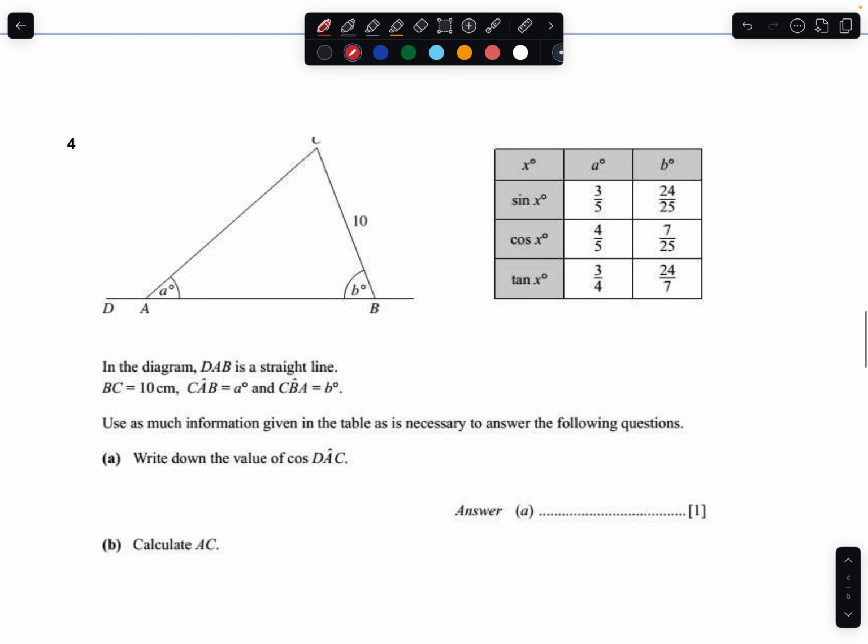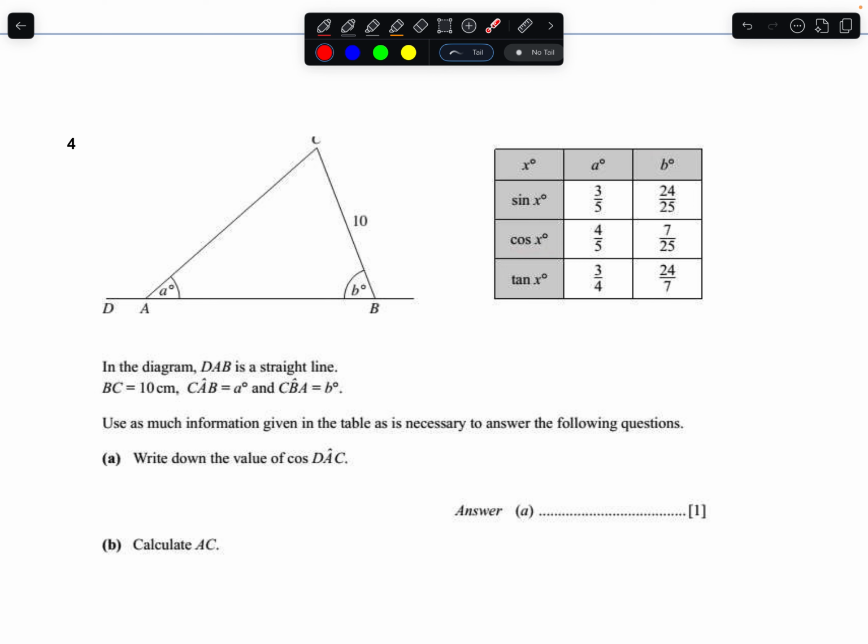Let's look at this question. Here we have two angles written and इधर जो उसने टेबल भी दिया है वो भी दो एंगल्स करे हुए. So basically sine of A is given as 3 over 5, sine of B is given as 24 over 25, cos of A is given as 4 over 5, cos of B is given as 7 over 25, and all of that.